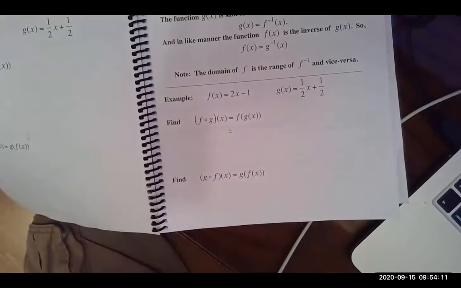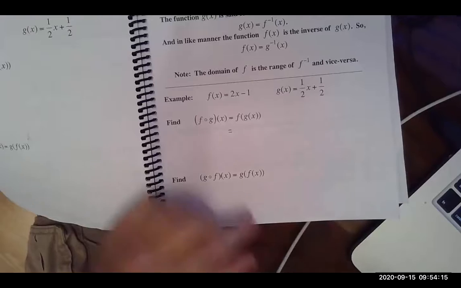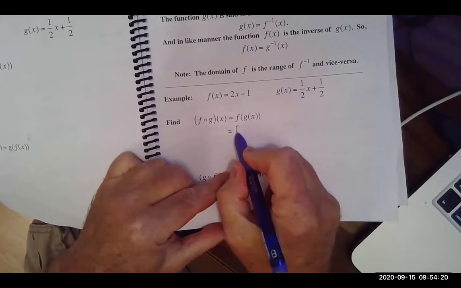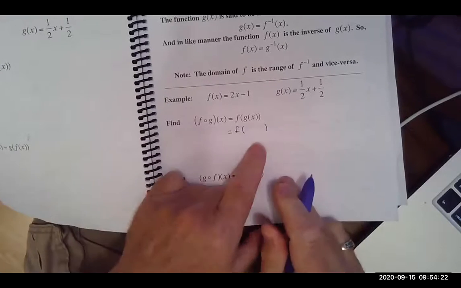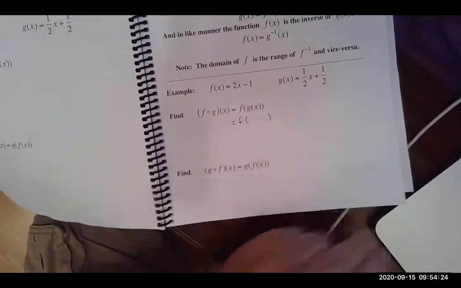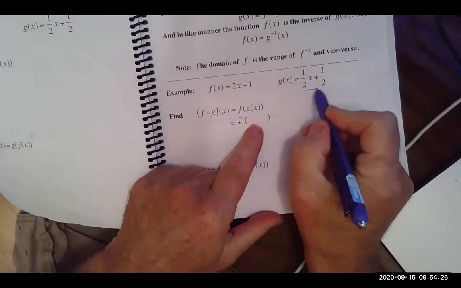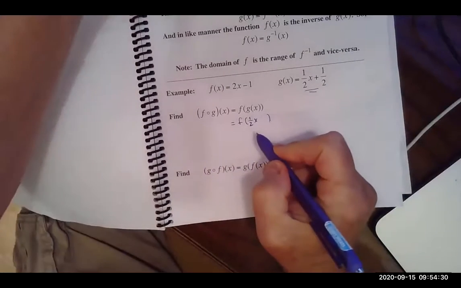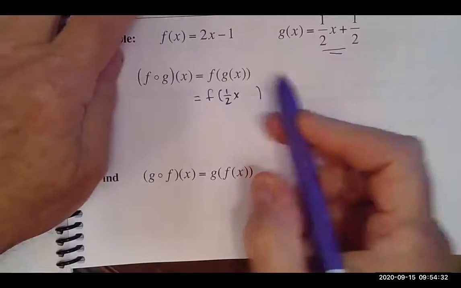And I'll even show you what it'll always turn out to be, by the way, not just the same. It'll always be this when I'm done. So the composition says I'm going to go F, and then inside here, I'm putting in like PEMDAS. Inside the parentheses, G of X, that's this. So that's 1/2 X plus 1/2.